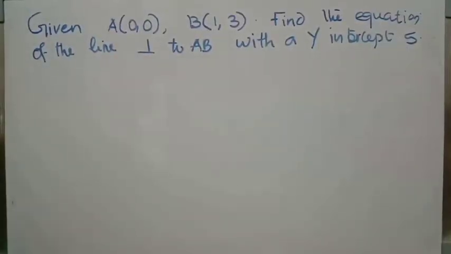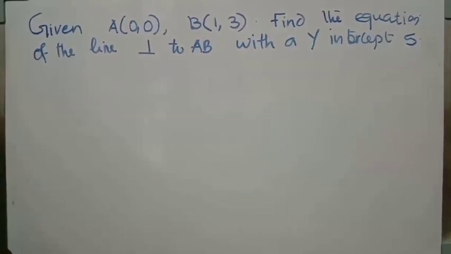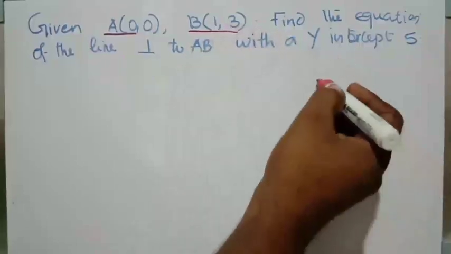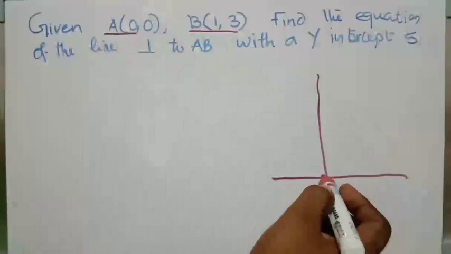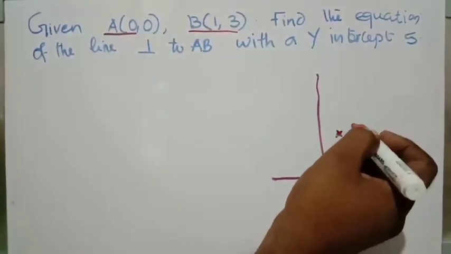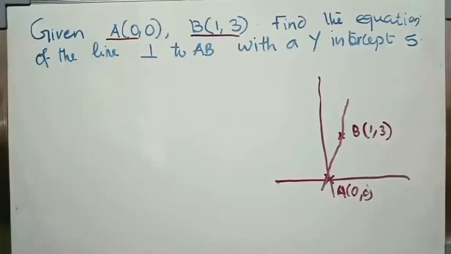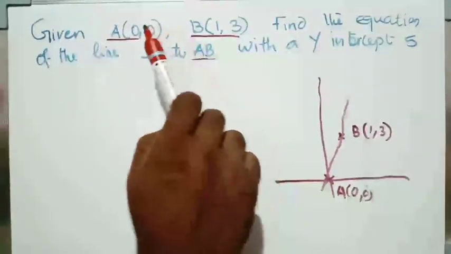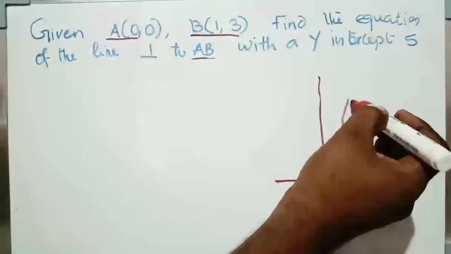Okay, question number 2. Given A(0, 0) and B(1, 3), find the equation of the line perpendicular to AB with a y-intercept 5. So when you read this question, here also you can find two lines. One line is a line formed with the points A and B. That means given a point A(0, 0), and another point is B(1, 3). So when you consider this question, there are two lines. One line is line AB, which is formed with A(0, 0) and B(1, 3).